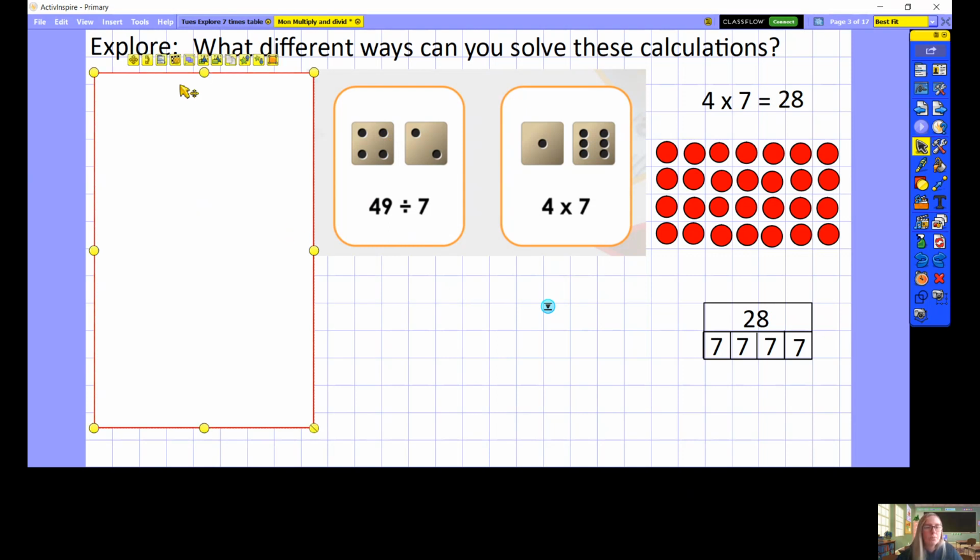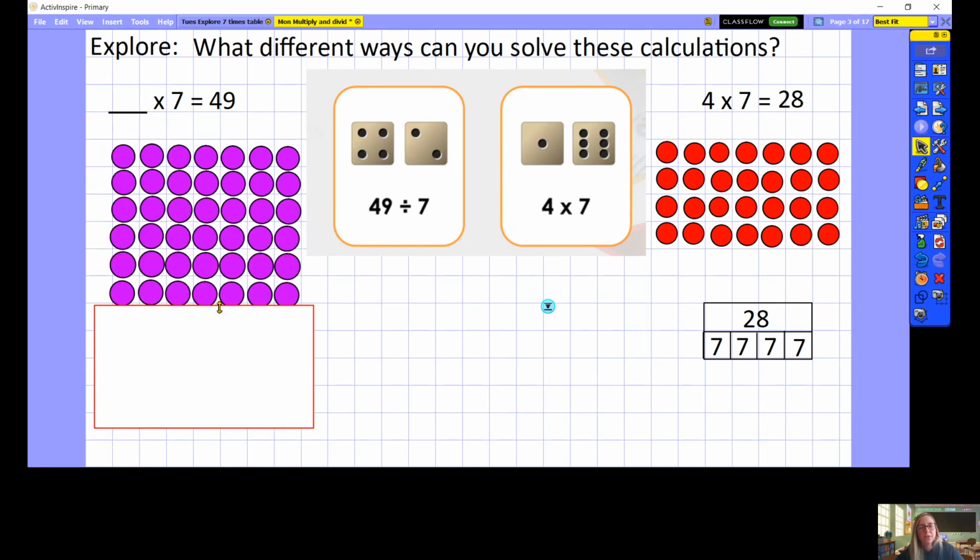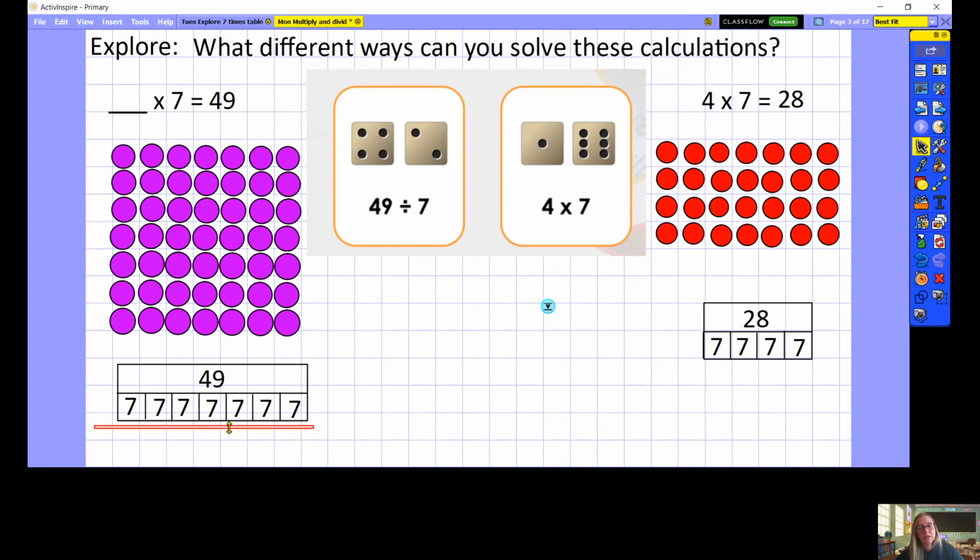Okay, so here's what you might have come up with. So something times 7 equals 49. I'm going to come back to answer that question in just a moment. So I could have used an array. So here I've got 7 rows, and when I share 49 into 7 equal rows, there are actually 7 in each group. So that means that 7 times 7, or 7 groups of 7, equal 49.